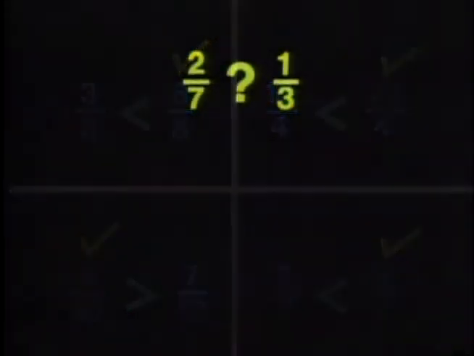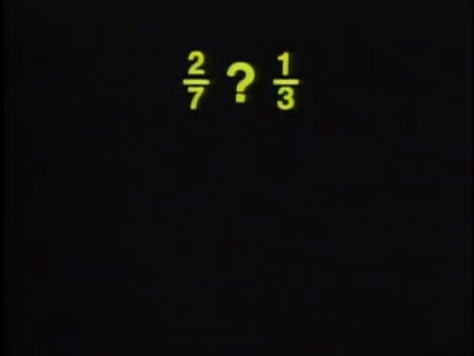What happens if the two fractions don't have the same denominator? How can you compare them in that case? You may have guessed the answer. Just write them with a common denominator and then apply the rule.